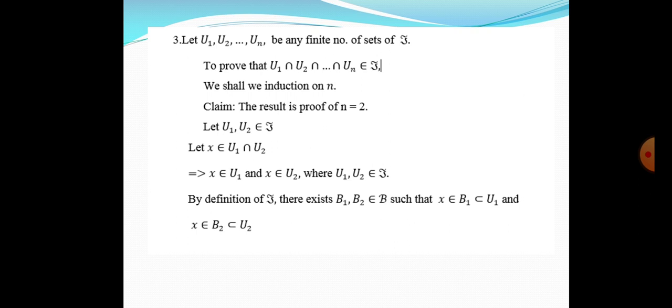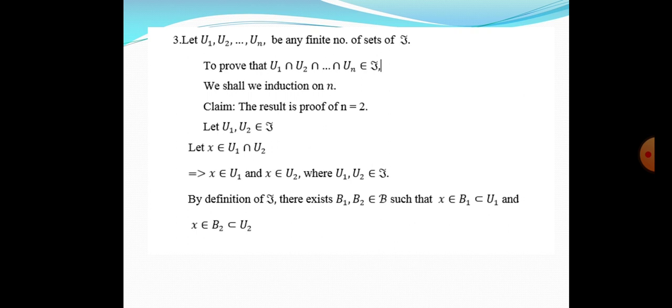So you have to take the intersection of u1, that is the first element, intersection u2, intersection etc., intersection un. It belongs to tau. We shall use induction on n. Claim: the result is proved by induction. First you have to prove it for n equal to 2. Let u1, u2 belong to tau.